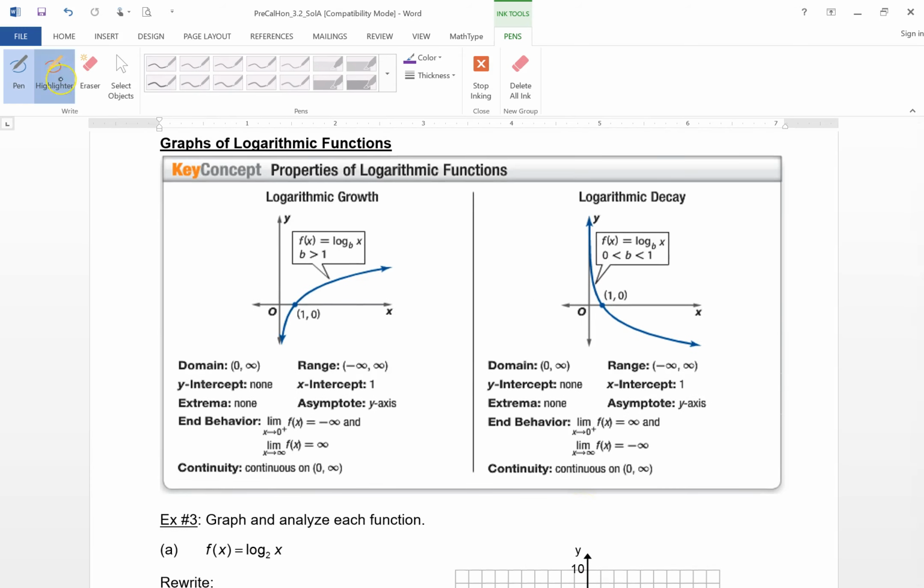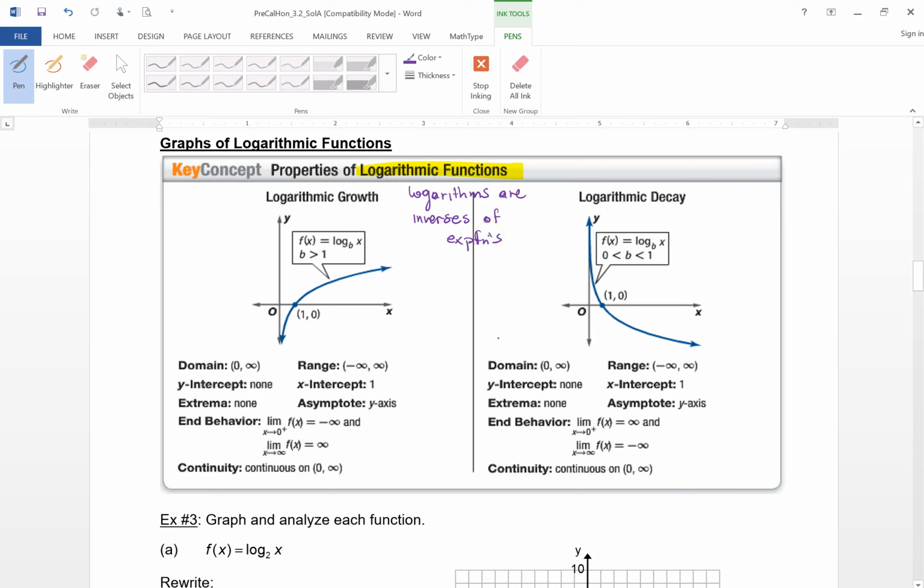Okay. So, graphs of logarithmic functions. So here are the properties of the graphs. All right. A logarithmic function looks like this. This is logarithmic growth, and this is logarithmic decay. So basically, logarithms are the inverse of exponential functions. All right?